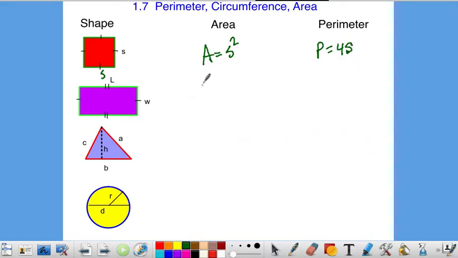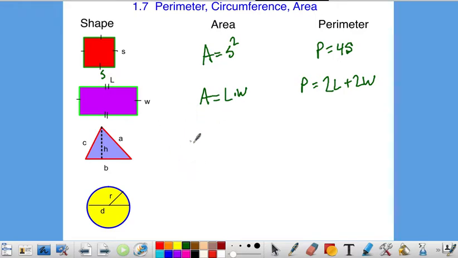For a rectangle, it's pretty similar, only our length and our width do not have to be the same. So area of a rectangle is length times width. The perimeter of a rectangle, you just add up around the outside. So you would have L plus W plus L plus W. Most often you're going to see that written as 2L plus 2W. But for this, you're essentially just adding your way around the outside.